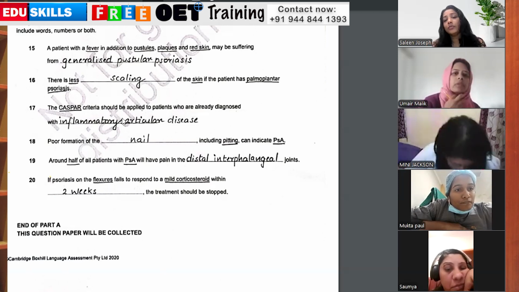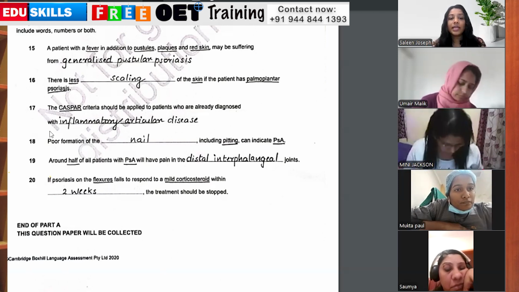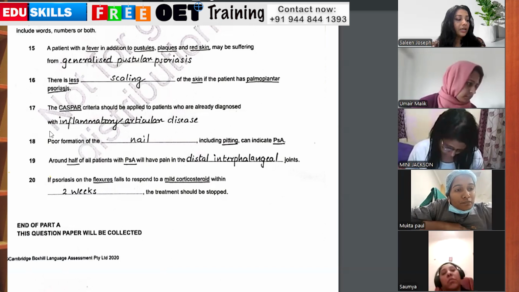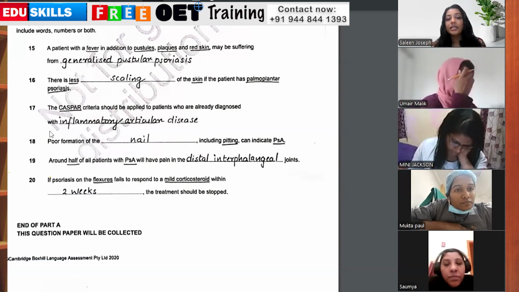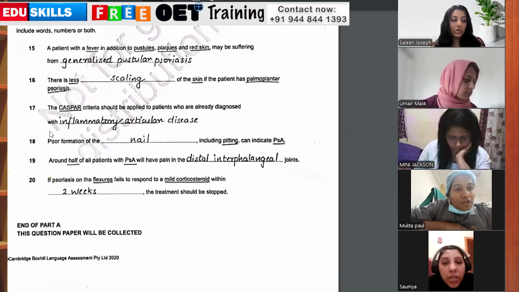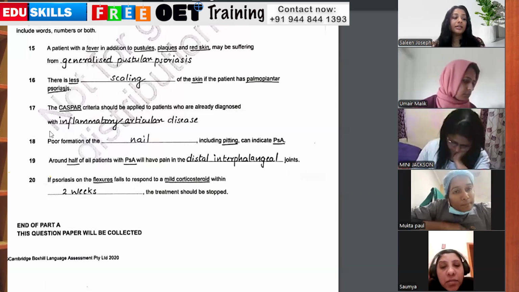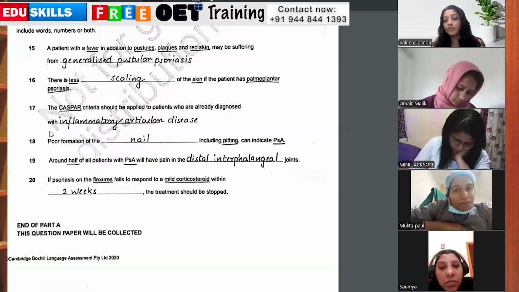CASPAR criteria, again moving to text C. So they have mentioned in text C what it is. A patient must have inflammatory articular disease, and if it is equal to or more than 3 points. So the answer is inflammatory articular disease.